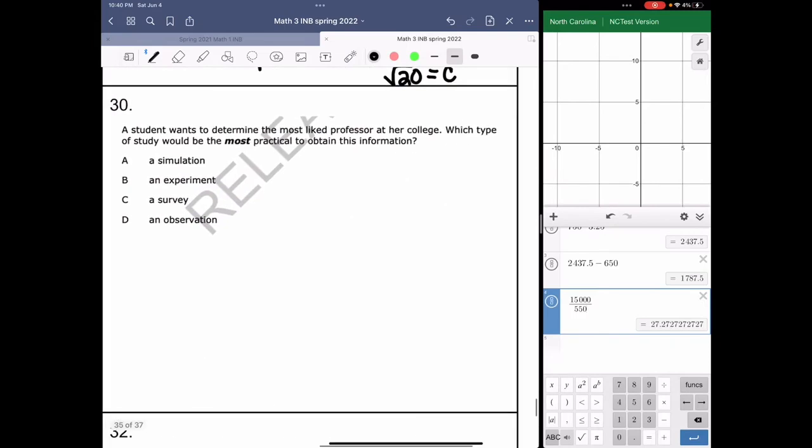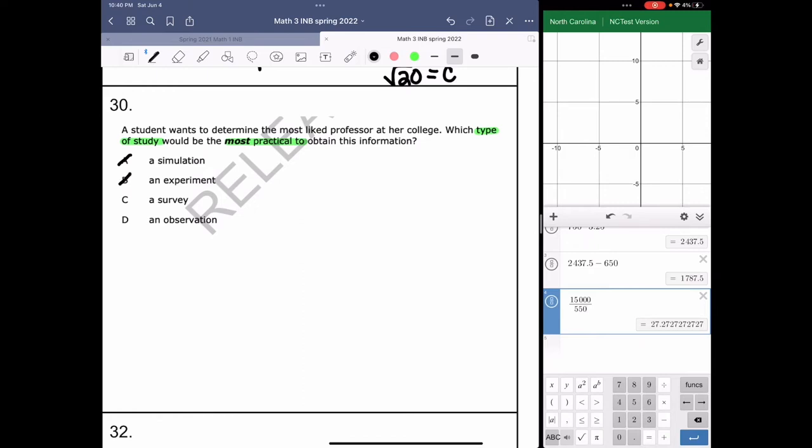All right, number 30. So a student wants to determine the most liked professor in her college. Which type of study would be the most practical to obtain this information? So a simulation means you model something and mimic real life. Well, if you're trying to figure out who's most liked, you can't really do a simulation, so that's out. An experiment means you actually experiment. How can you determine if they're liked or not by doing an experiment, because everything could potentially be different in that experiment.